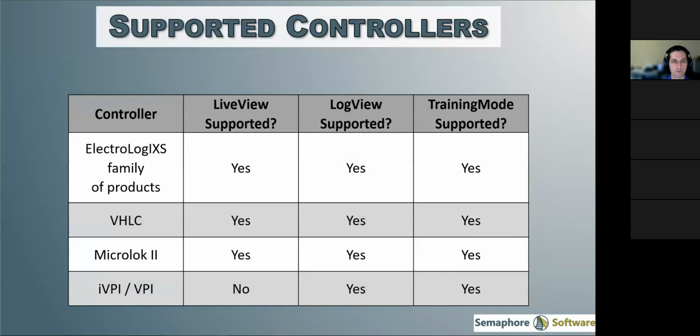So what does Signal Scout support? We have numerous different types of controllers out there. Currently Signal Scout supports the Electrologix family of products, which is your EC5s, your VLCs, your XP4 type equipment. It also supports VHLC, your older generation of Alstom products, as well as Microlock 2. For the VPI and the iVPI, we support log view and training mode, and do not currently support the live view for VPI and iVPI.